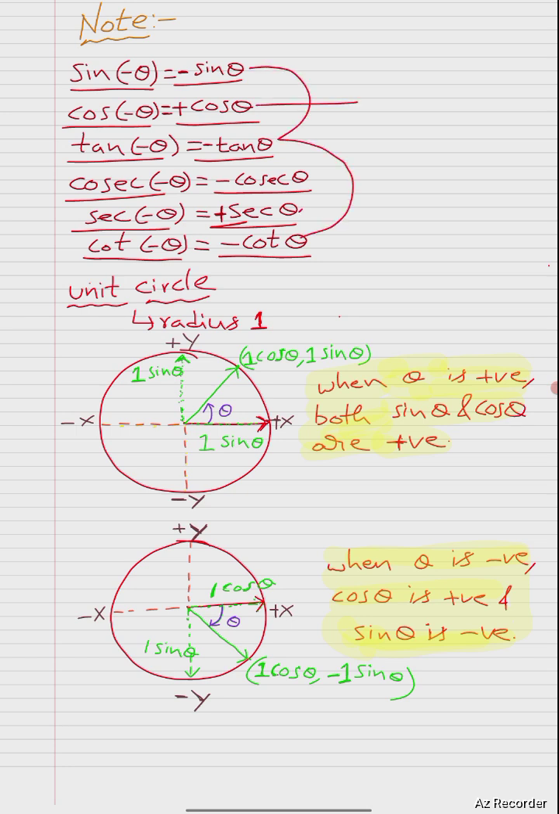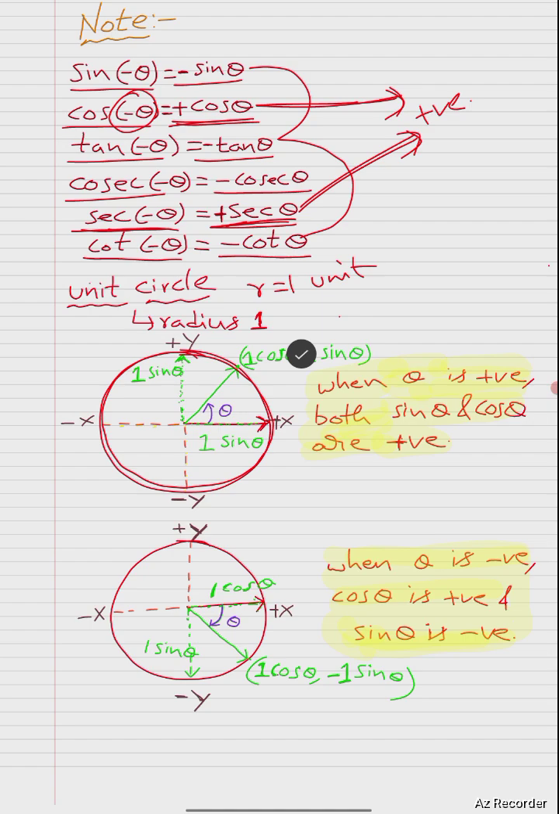Here all of them are negative only except for cos and secant. Even though the angle is negative, cos theta is plus cos theta only. Secant is plus secant theta only. So we will see why it is that. It is like that. Okay. So to verify that we need a unit circle. Unit circle means what? It has radius 1 unit. Okay. Unit circle has radius 1 unit.